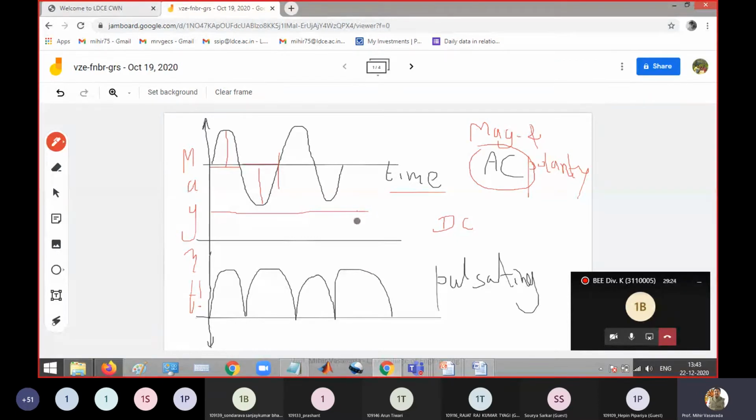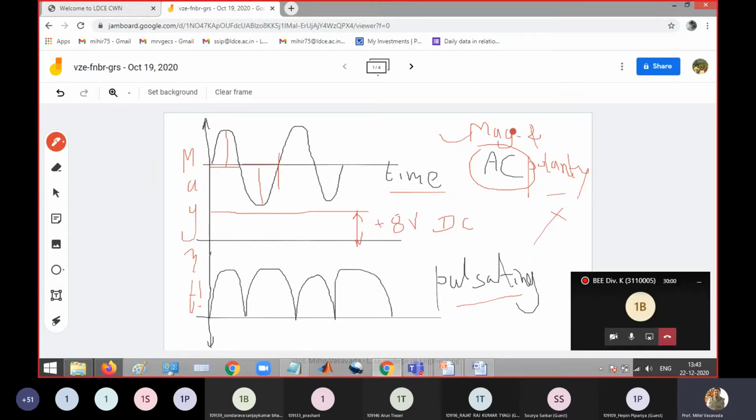Both remain constant. You can say that +8 volt DC means it is +8 volt DC forever. It remains at 8 volt, no change in magnitude, like this. And the other one is pulsating. Pulsating one is in which the magnitude changes, but polarity does not. The polarity remains positive. Only the magnitude is changing.